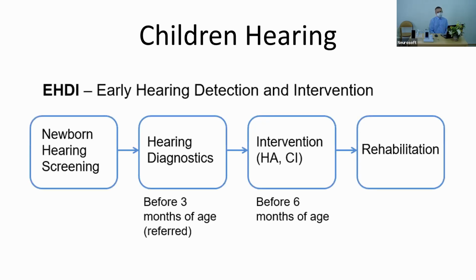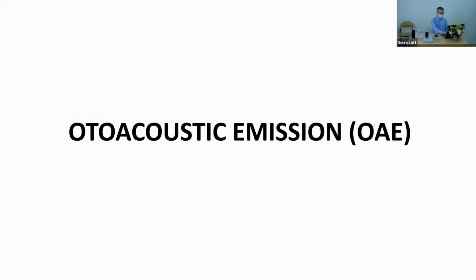So today, in many countries of the world, there are universal newborn hearing screening programs. So every baby who is born undergoes this newborn hearing screening. And after this, there are two possible outcomes, pass or refer. And there is a group of children who got the refer result. They should undergo at a later stage the hearing diagnostics, and then intervention, being hearing aids or cochlear implants, probably. And after that, a lengthy period of rehabilitation. So otoacoustic emission is mostly used for screening.